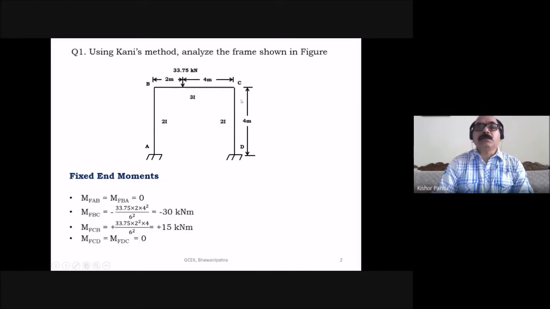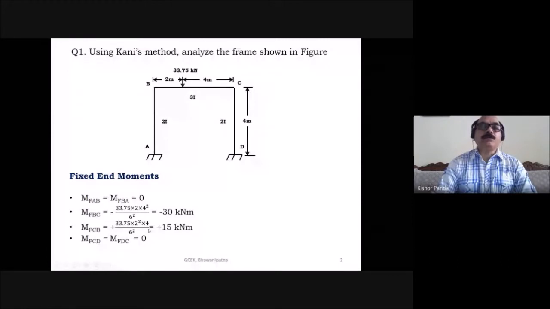Then coming to the member CD. So here also there is no loading. So what is the moment here? Fixed end moment MFCD is 0 and the MFDC is also 0. The fixed end moment at the end of the member CD is equal to 0. So these are the fixed end moments of the members.